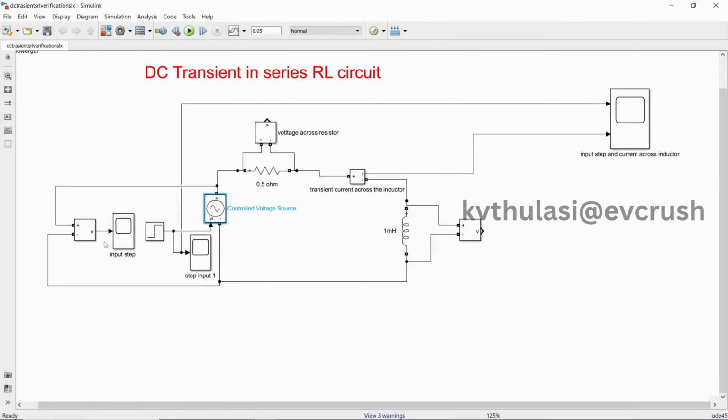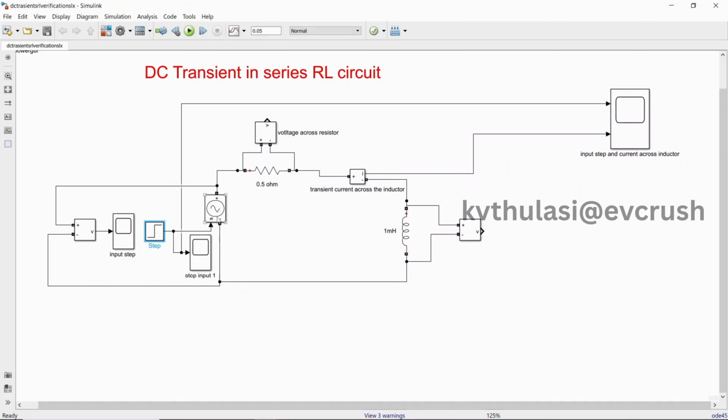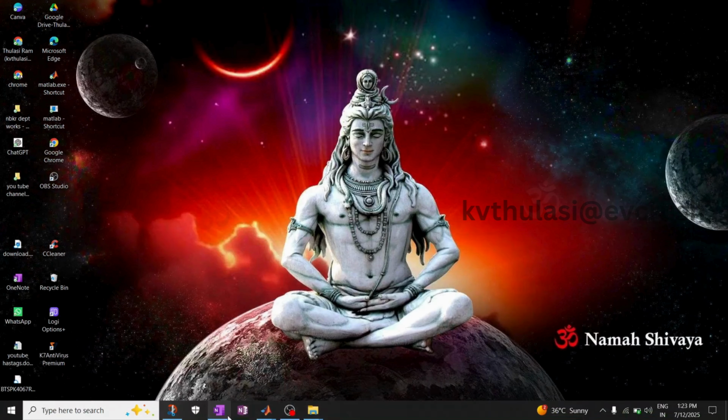Here I have given a step input with a magnitude of 10 volts and applied it to a DC supply, connected to a series branch with a resistor of 0.5 ohm and a 1 millihenry inductor, and I'm going to show you the output. This is the input we are giving to the DC voltage source, and this is the output current.